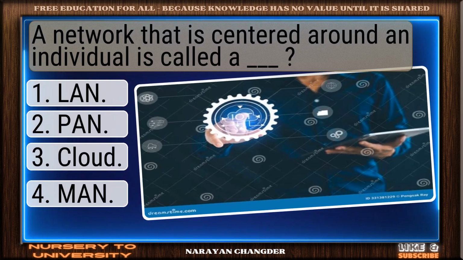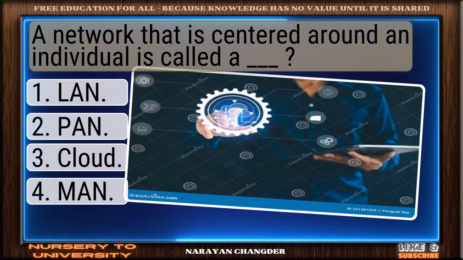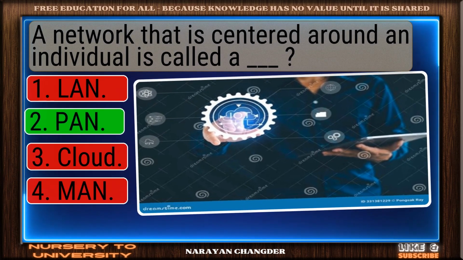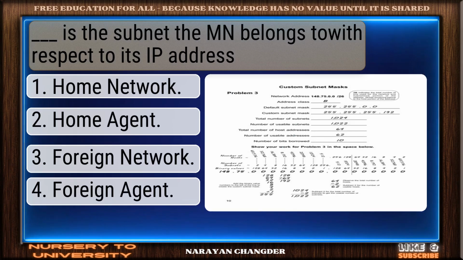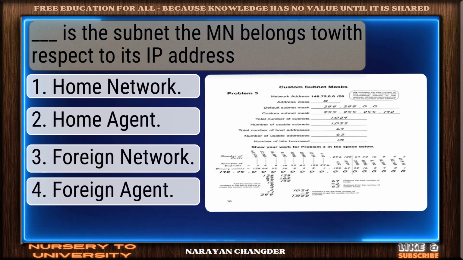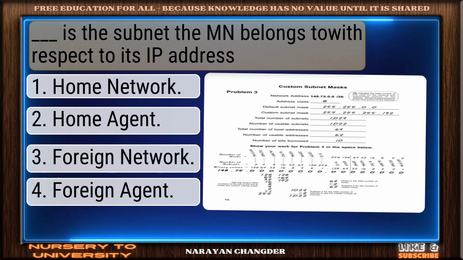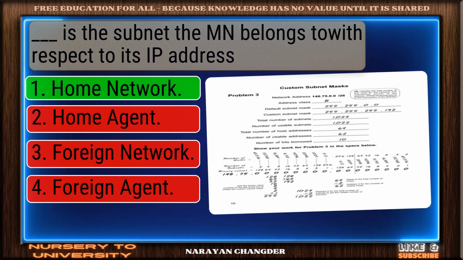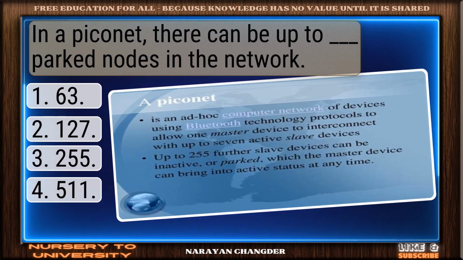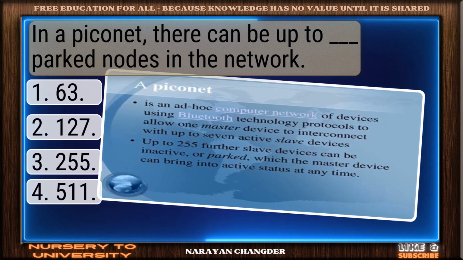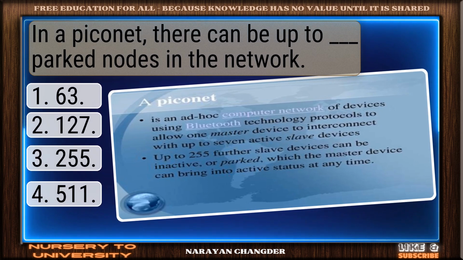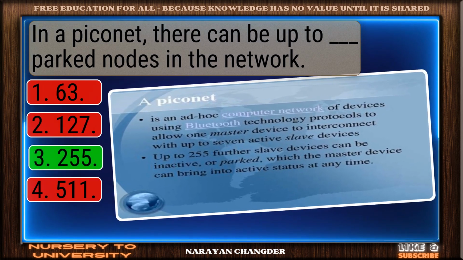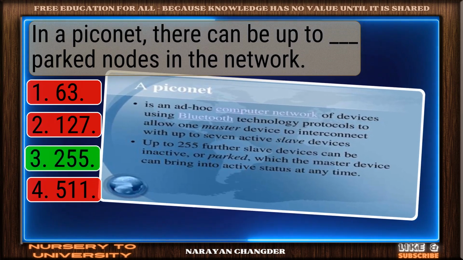A network that is centered around an individual is called a dash. Well done. Pan is right. Dash is the subnet the memon belongs to with respect to its IP address. You got it. Home network fits. In a Piconet, there can be up to dash parked nodes in the network. Smart move, 255 is accurate answer.